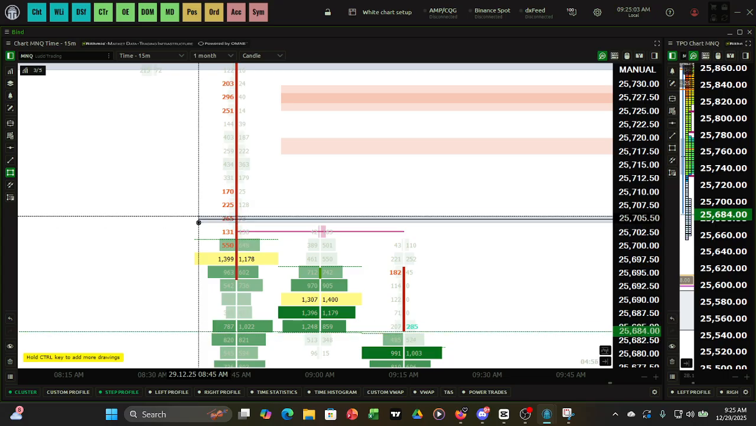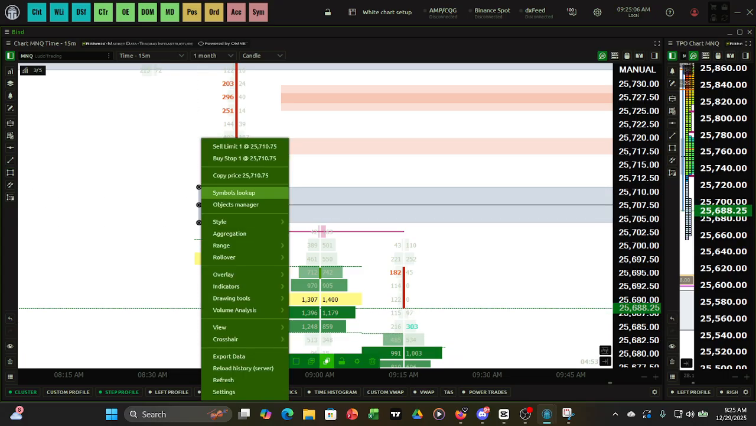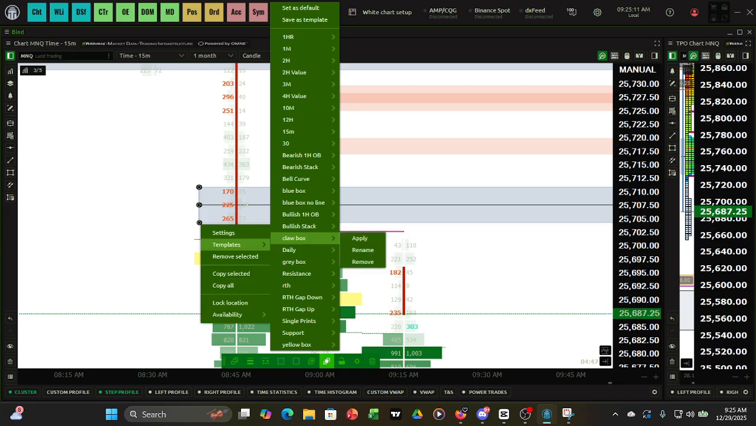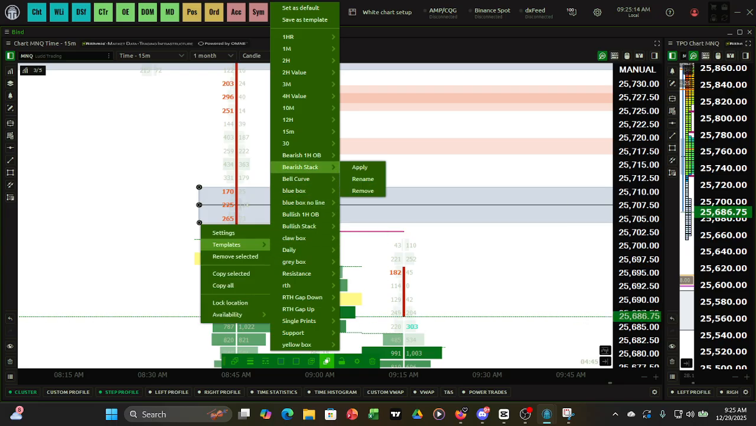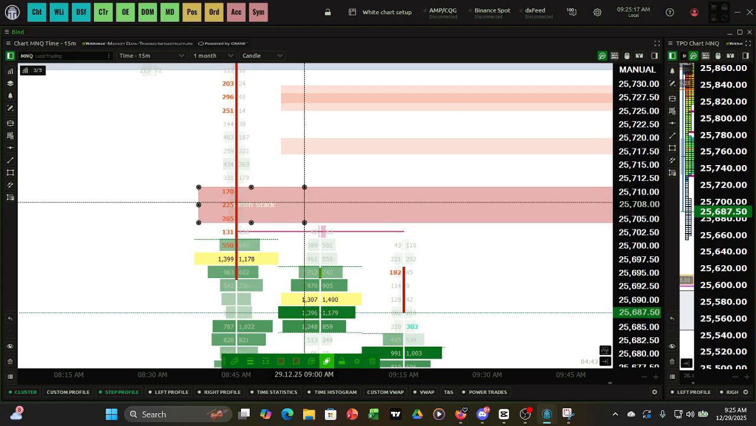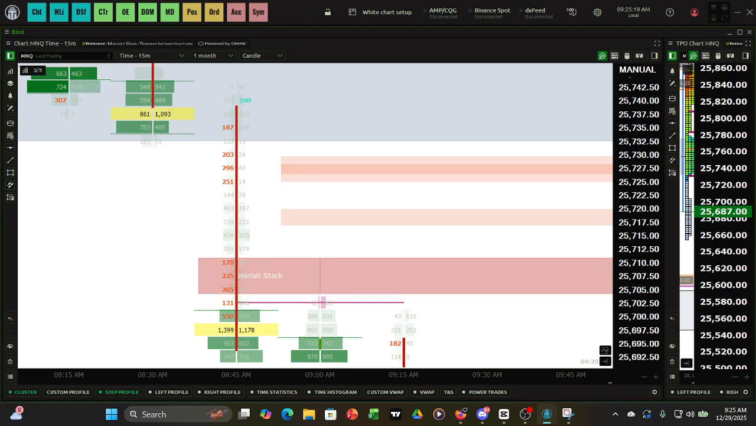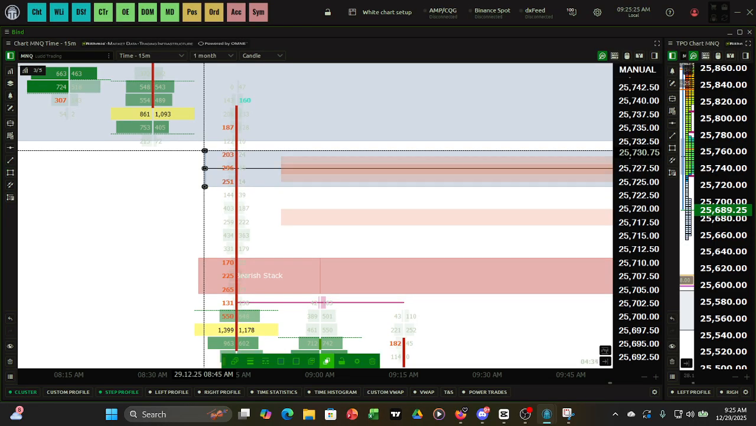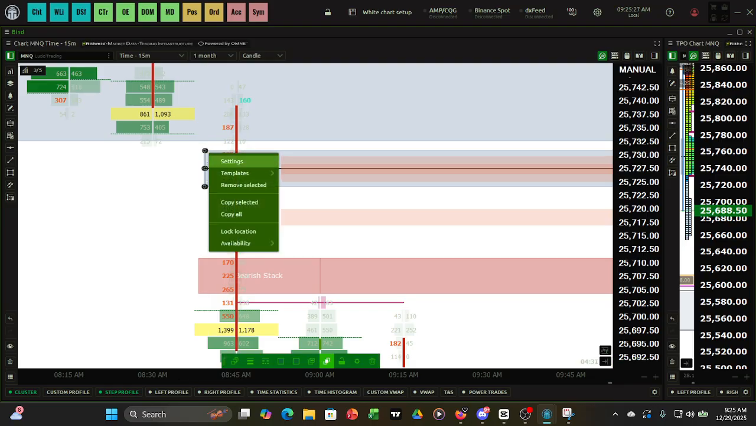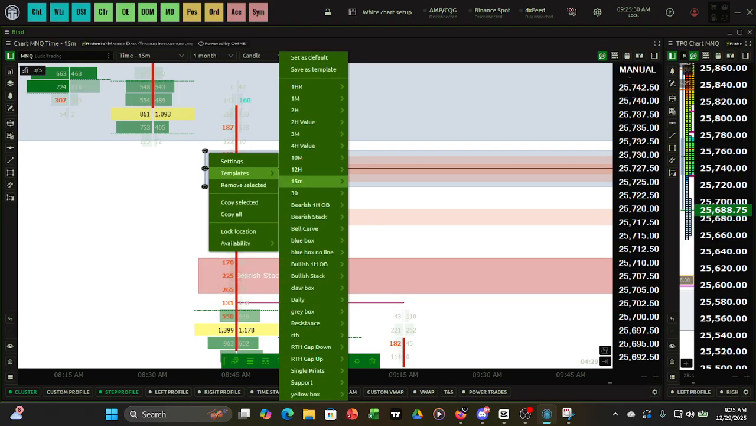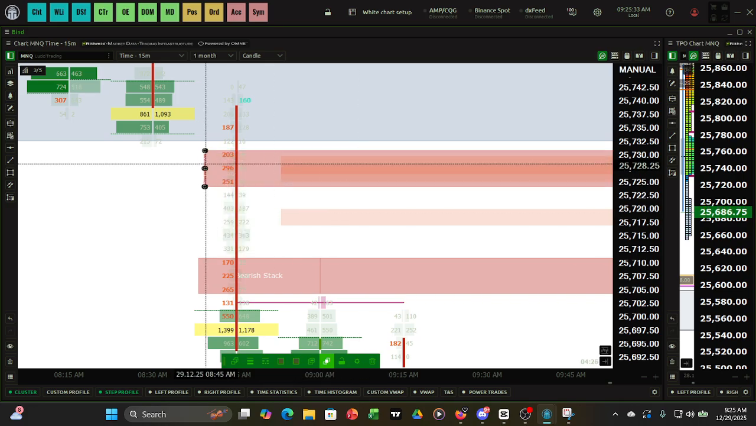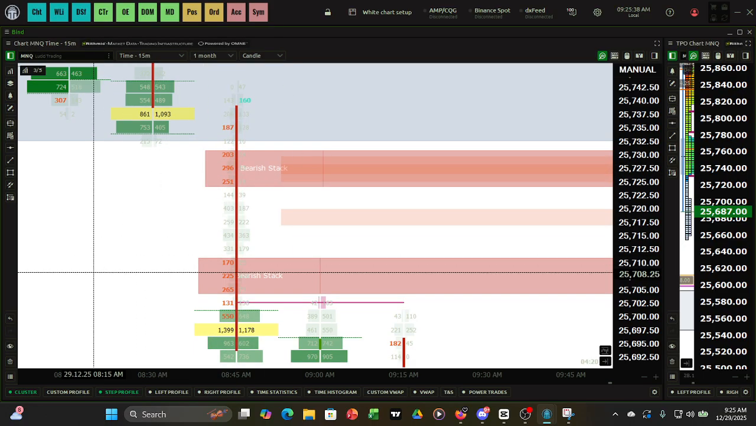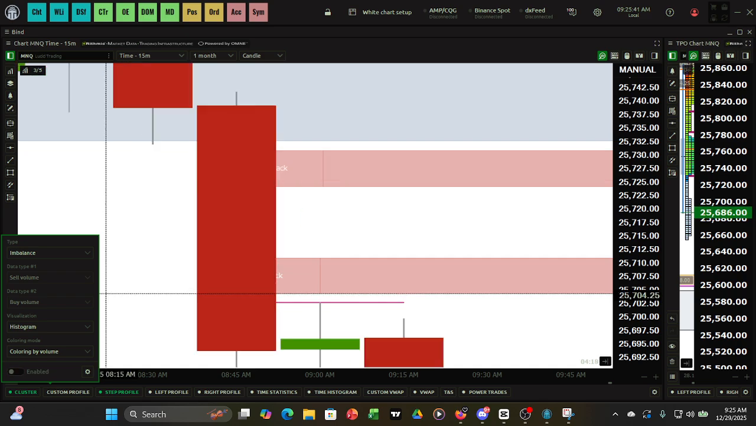So I'm going to go up here to the one that hasn't been touched yet. I'm going to say this. And I know this is a bearish stack. I'll go up to these bigger ones here. It's a bearish stack as well. So all this is doing is telling me where the big sell orders were inside those candles.